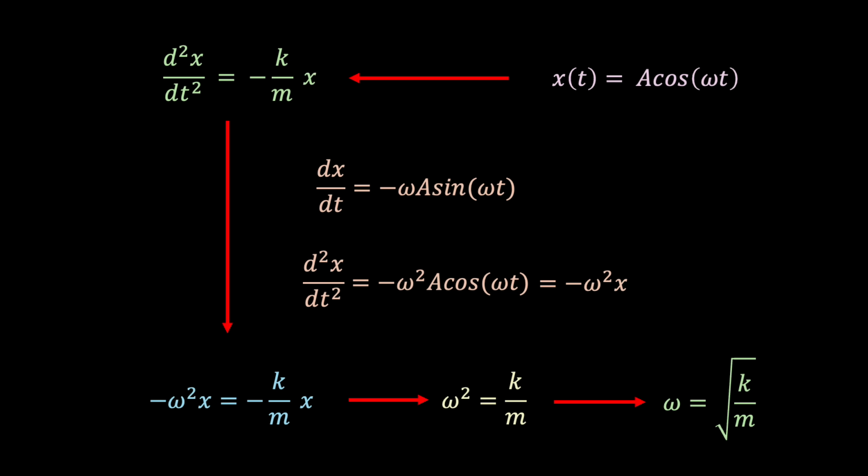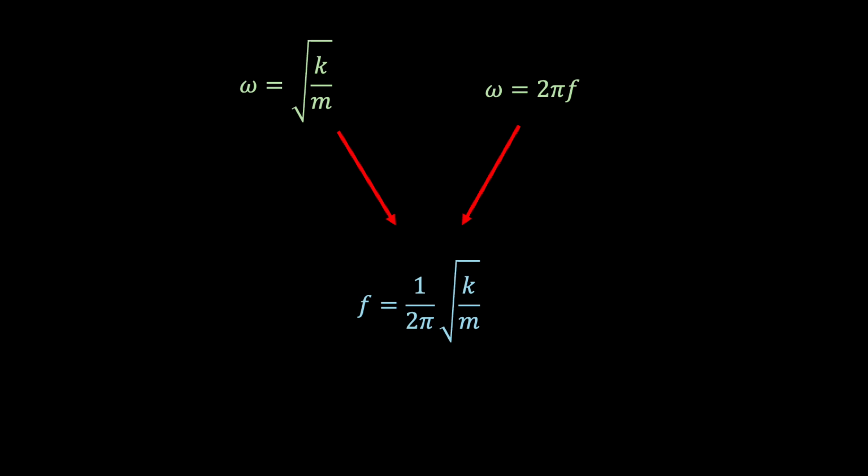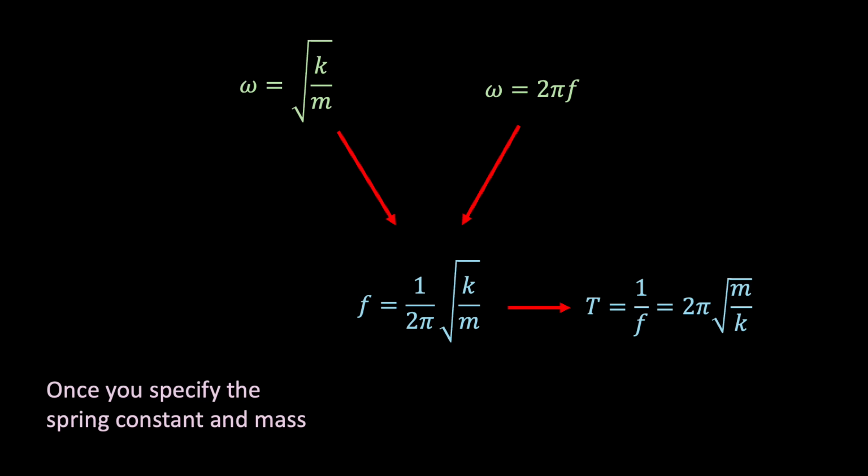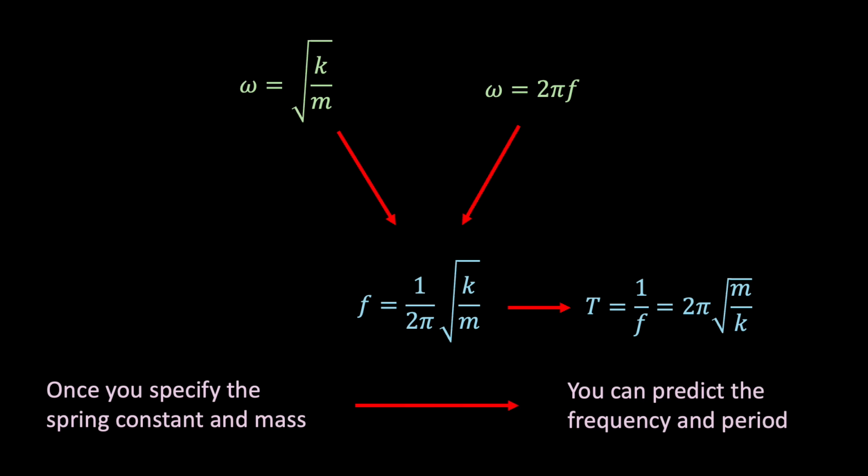So what is this telling us? Well, if we recall the relation between the angular frequency ω and the oscillation frequency f, we can then combine these relations and derive an expression for the oscillation frequency, as well as the time period of our harmonic oscillator. And so we see that once we specify the spring constant and mass of our system, we can predict the frequency and time period of our harmonic oscillator.